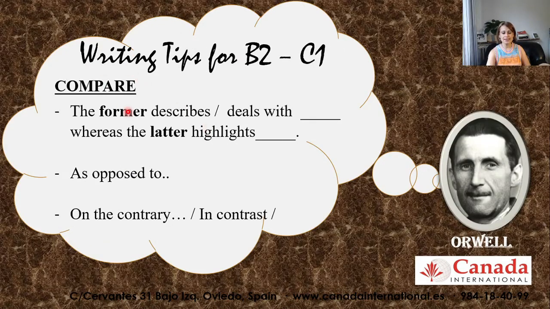Now, when we're comparing, instead of saying the first, the second, the first, the second, we can use the words the former, the latter. The former means the first one, and the latter means the second one. So, for example, we can say the former describes, blah, blah, blah, or the former deals with, blah, blah, blah, whereas the latter highlights, okay? So we're comparing there the first and the second. The typical ones maybe can be as opposed to. So the first one describes this as opposed to the second one that states on the contrary, in contrast.